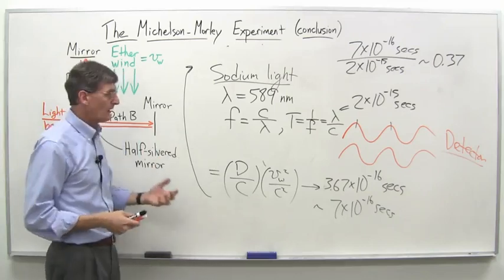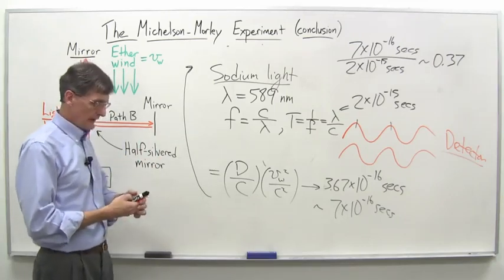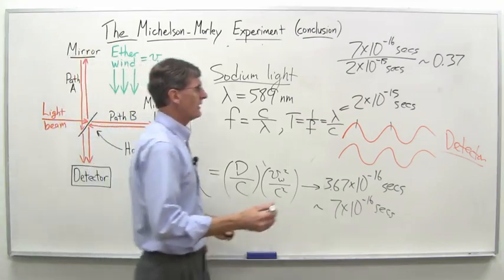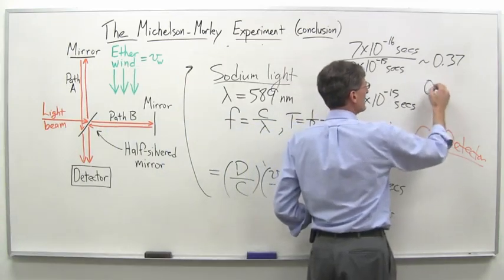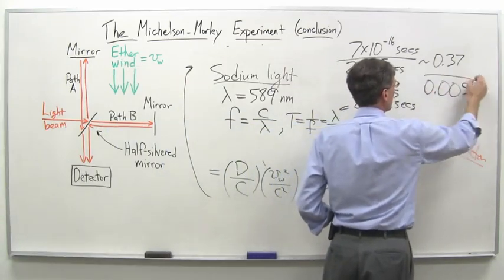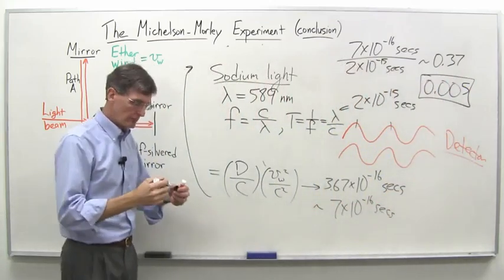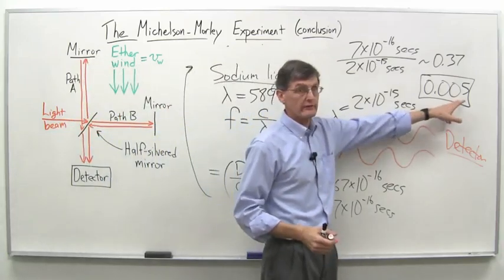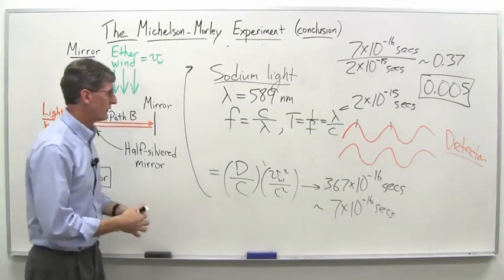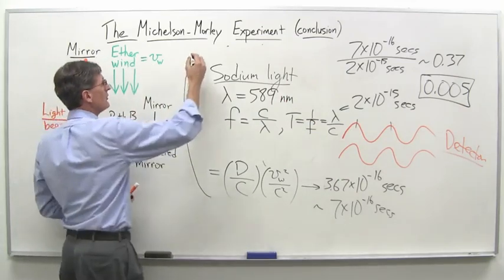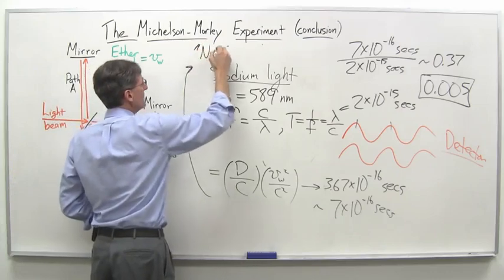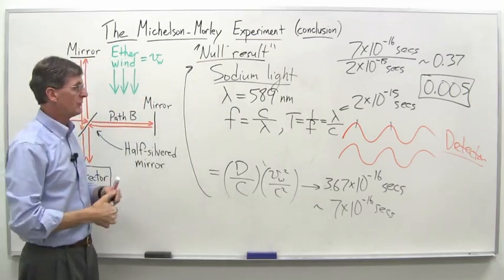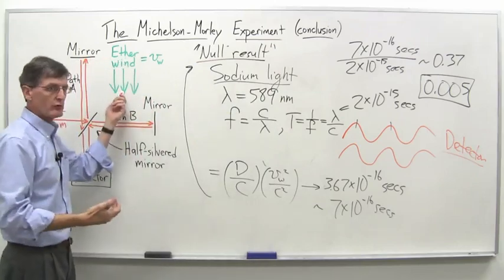So what did they find? They did this a number of times, different orientations, different times of the year, and so on and so forth. The observed shift, I think, was about 0.005, in terms of the experimental uncertainties they were dealing with. The observed shift could not be greater than this. It might even be less than that. And so this is what's known as the famous null result of the Michelson-Morley experiment, because they didn't see the effect of the ether wind.